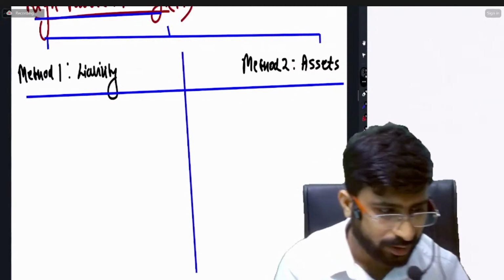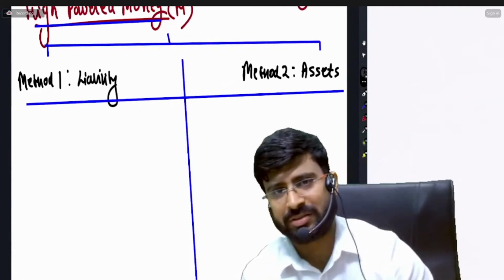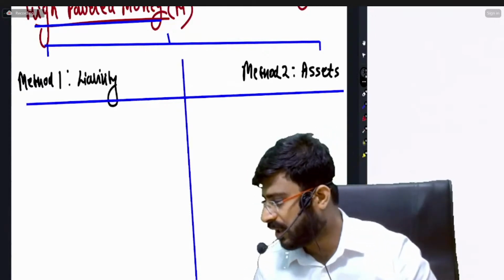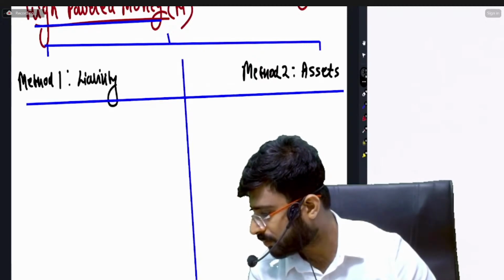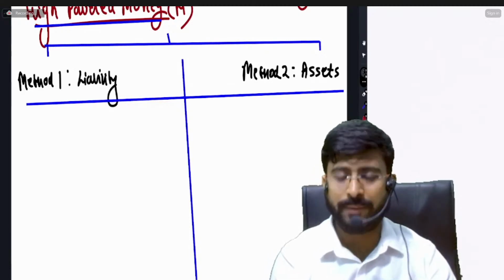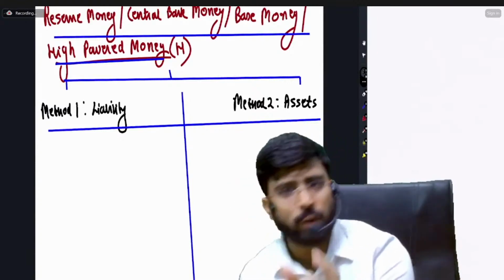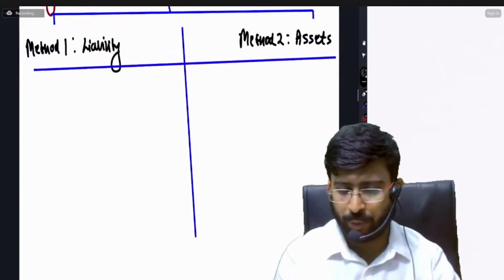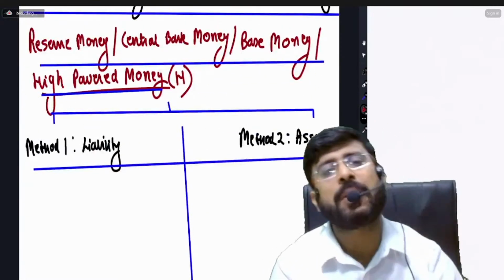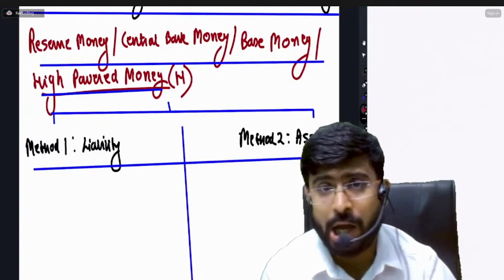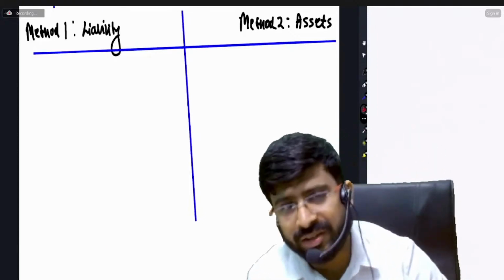So friends, try and understand. Liability approach. Both will give the same answer. The approach is just different. Okay, now pay attention. Method one is the liability approach. Method two is the assets approach. Now understand this. How is it calculated? What is calculated? Sir, high powered money, reserve money, central bank money, or base money. How is it computed, sir? So please pay attention, everyone. Number one is the liability approach.